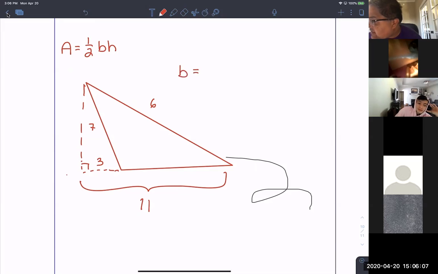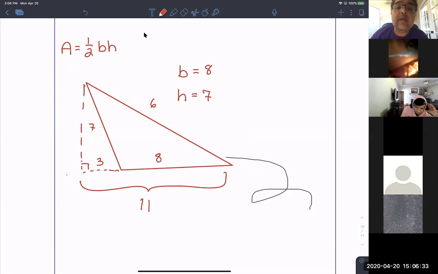Tell me, what is your base? Base is 8 and the height is 7. Right. So the base is this part of the triangle. And if the whole thing is 11 and this piece is 3, that means the base is 8 and the height is what's perpendicular. So 7. Okay. Good. Right. Any questions?